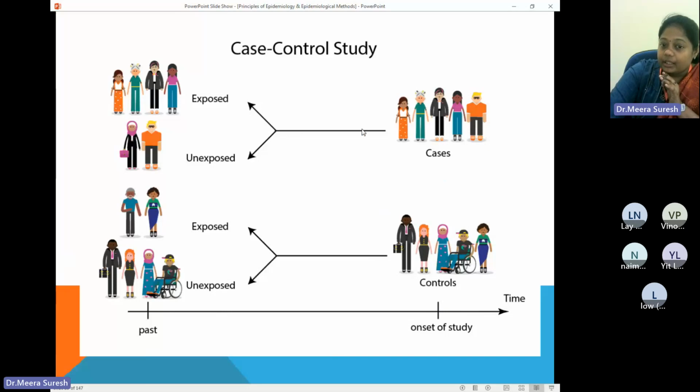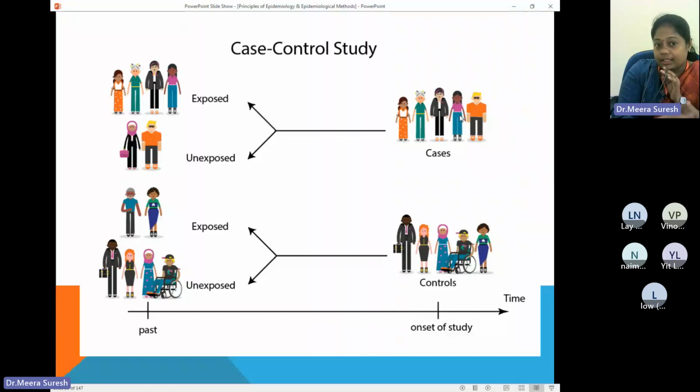When you start the study, the group of people, the cases, have actually developed the disease. Whatever disease you are studying, they have actually developed it. You are studying a group of people who are having lung cancer. So they already had developed that disease when you started the study. And they were also exposed to smoking before you started the study. So it is like you're going backward. Something had already happened when you started studying, and then you are going backward, asking them the history.